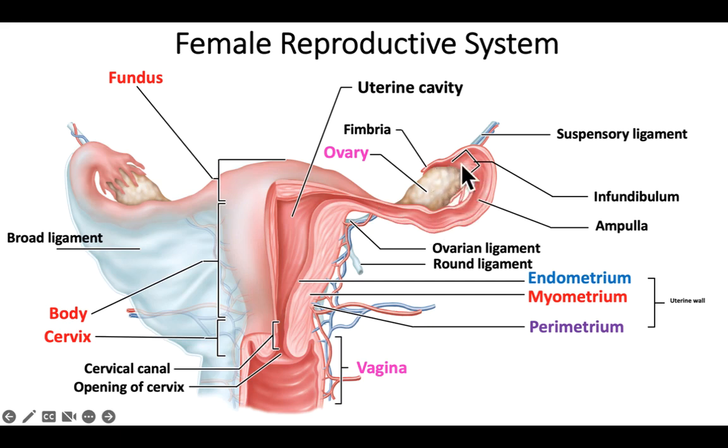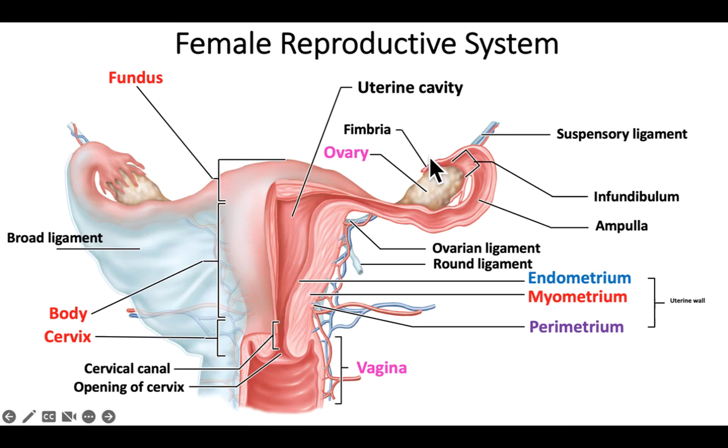You'll notice that the ovary has to be positioned with the fallopian tube in order to capture that ovulated oocyte. And this area of the fallopian tube that kind of funnels in the oocyte is called the infundibulum, which means funnel. The ampulla is this wider part of the fallopian tube. And then the little fingers are called fimbriae or a fimbria.